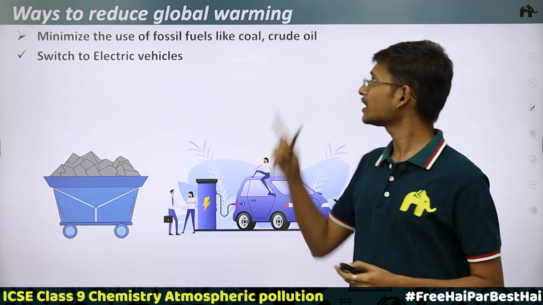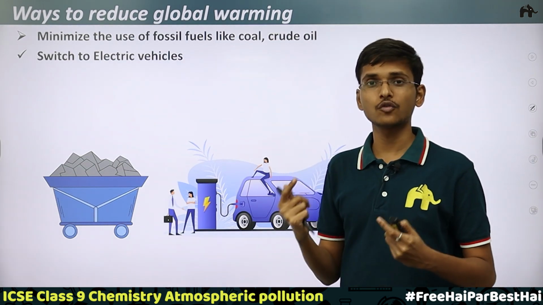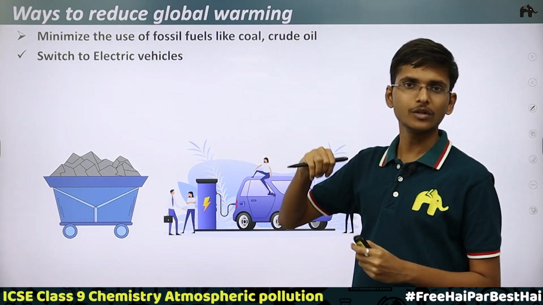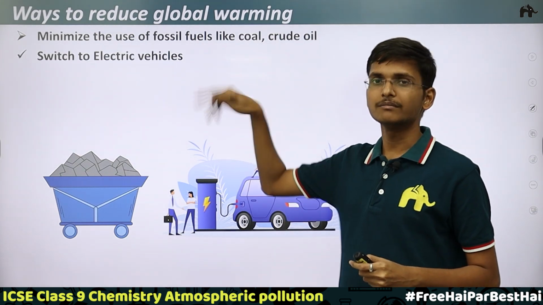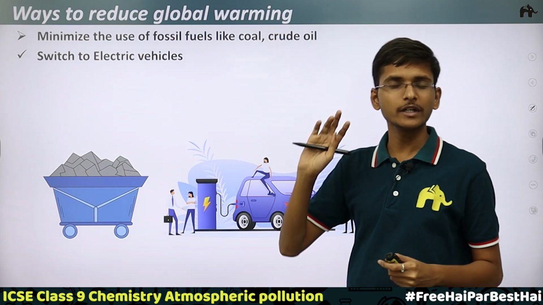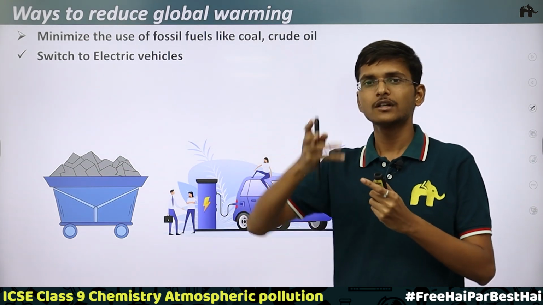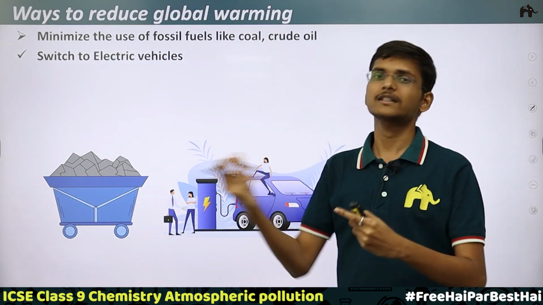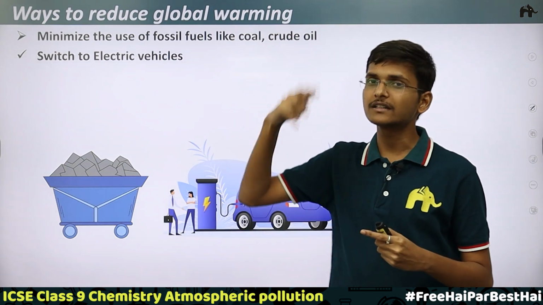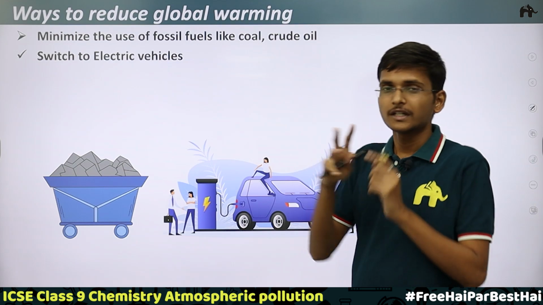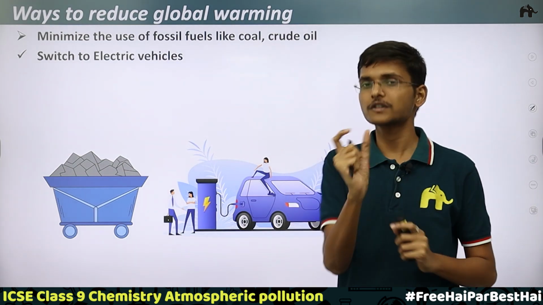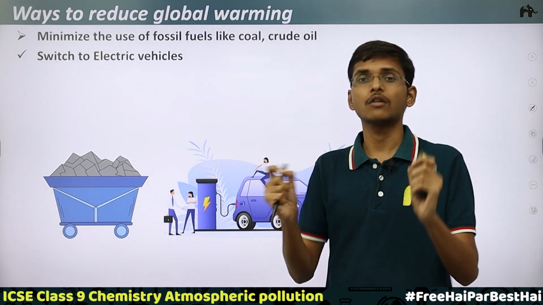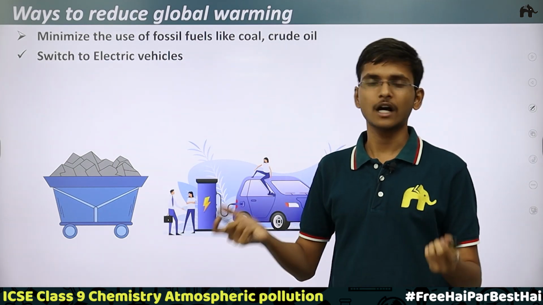Both of these things, less usage of petrol and less usage of coal, would reduce the emission of carbon dioxide. That's why I have written minimize the use of fossil fuels like coal, because if we use minimum coal, minimum carbon dioxide would get emitted. If we use minimum crude oil to make petrol, this means we would use less petrol, so less carbon dioxide would get emitted in the atmosphere. So in this way we have to minimize those fossil fuels. In short, what I mean is we have to minimize the usage of those fossil fuels which give off carbon dioxide, or greenhouse gases.